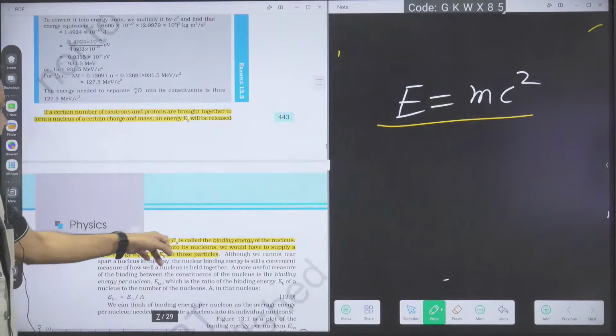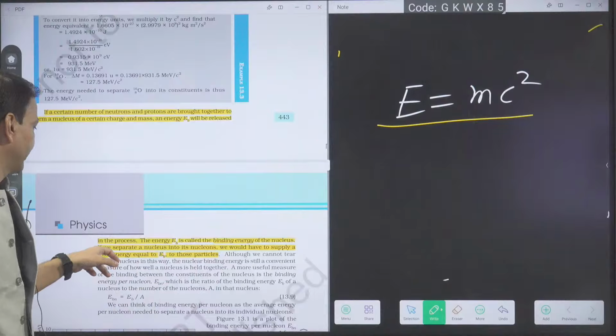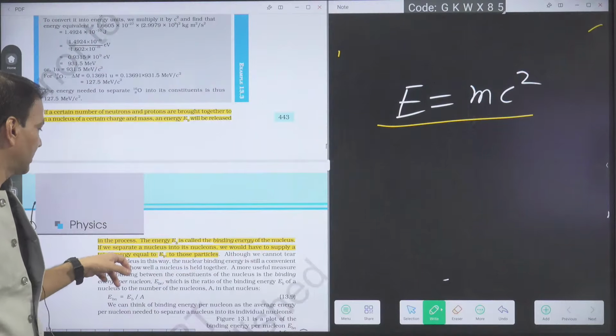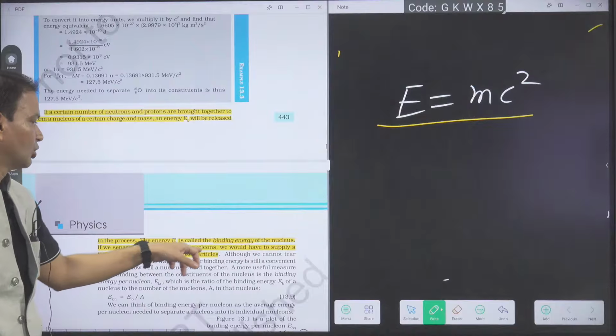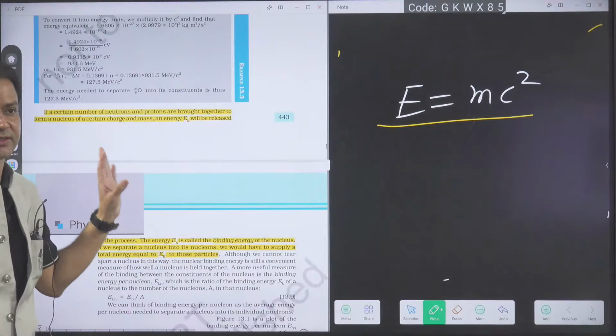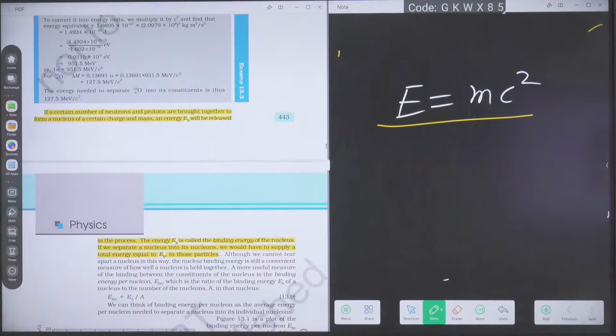The energy EB is called the binding energy of the nucleus. If we separate a nucleus into its nucleons, we would have to supply the total energy equal to EB to those particles. So if you want to isolate them, you have to give the same amount of energy. Got it? How can we calculate it?